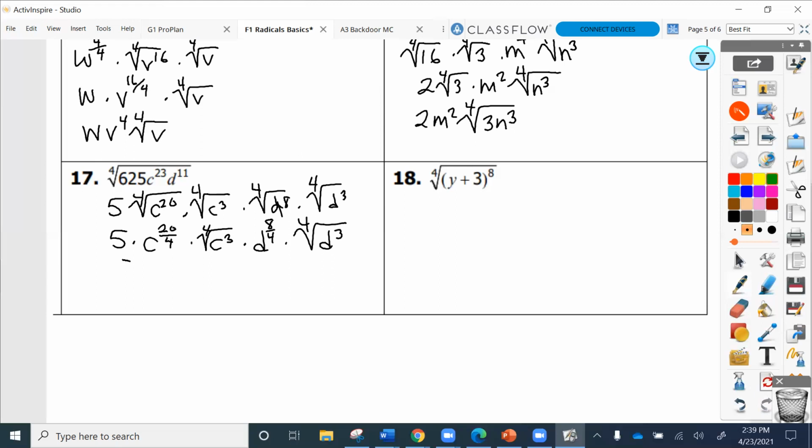So let's simplify. We have 5c to the 5th, d to the 2nd, and then what's left under the radical signs? We've got c cubed and d cubed. That's as much as we can do.